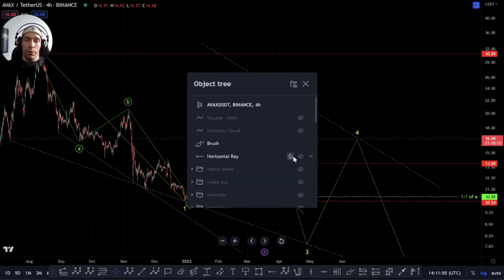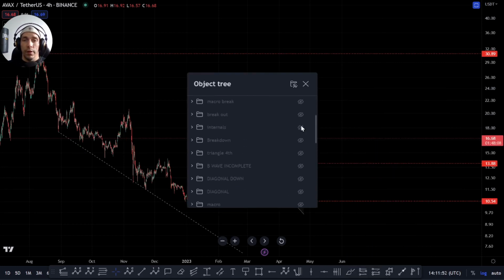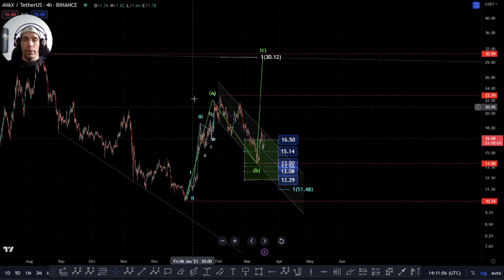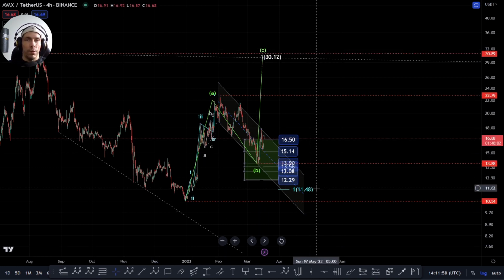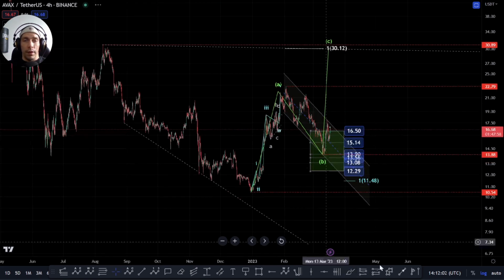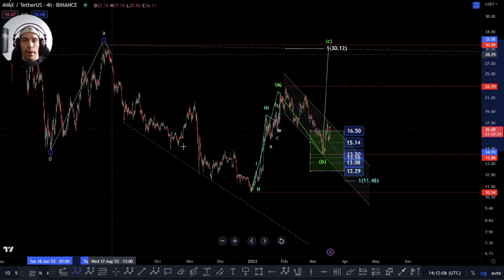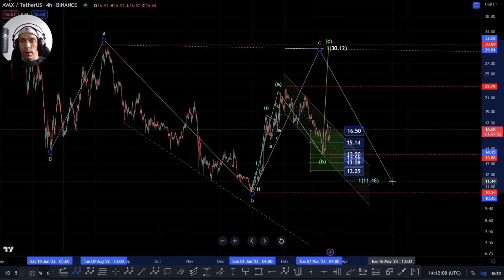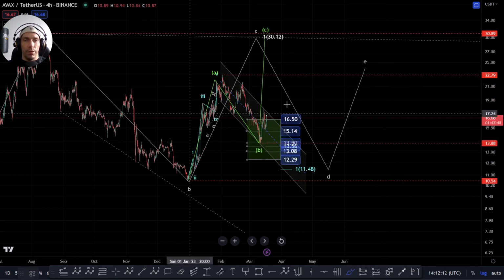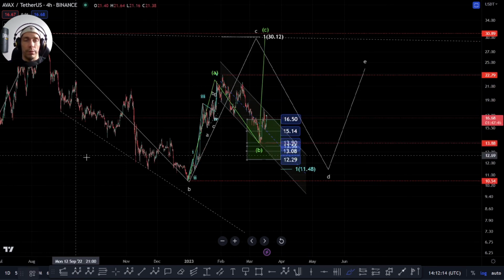If we do only form a three-wave move to the upside here, we would also still have to be careful if we just formed something like this as an A, B, and then a C to the upside. Potentially what we could then have is, from further back here, this whole move could be a triangle where this becomes an A, B, this becomes a C, we get a D and an E, and then we look to break down. So this possibility of a triangle is still viable as well.